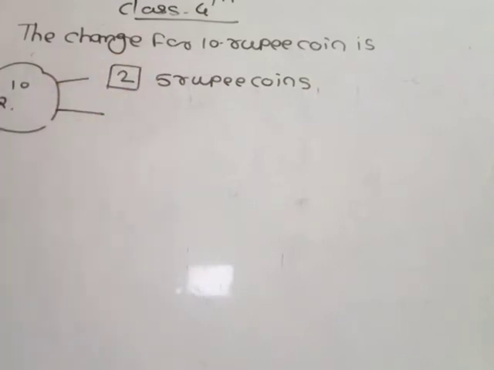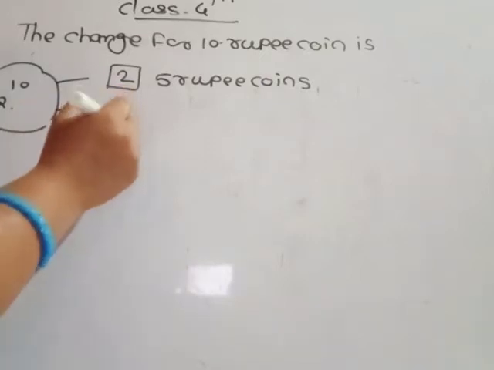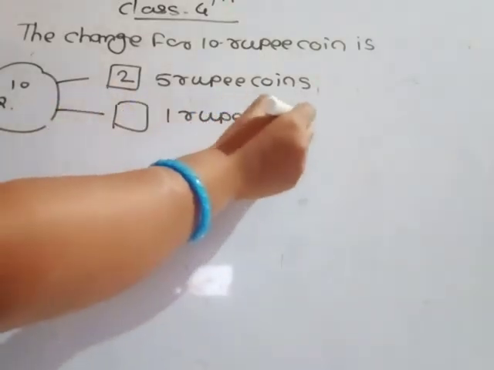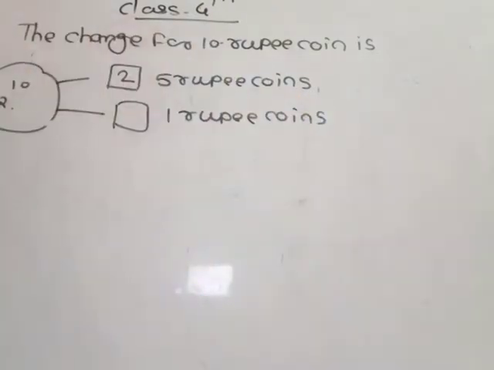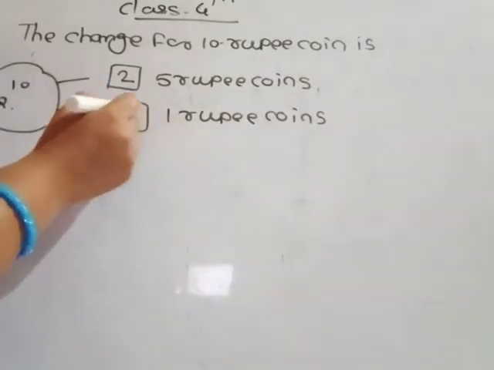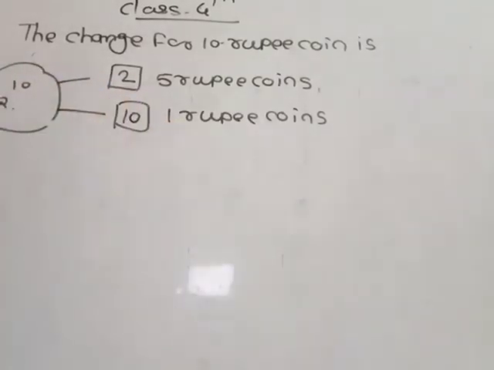Then 1 rupee coins. How many 1 rupee coins do you take here? 10 one rupee coins. 10 into 1 means 10 rupees. 10 ones are 10. So you take 10 one rupee coins.